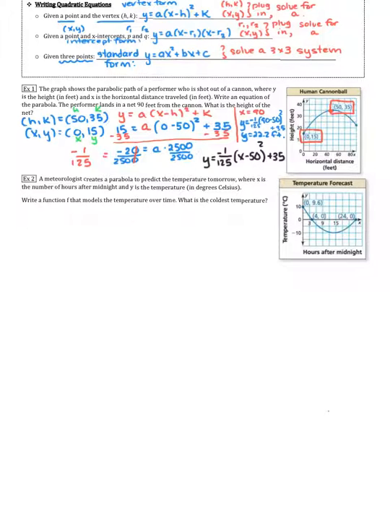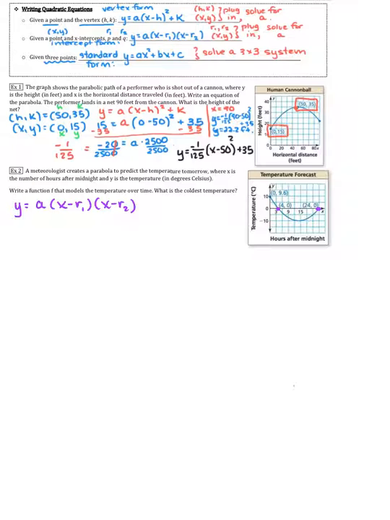All right, the next one is where a meteorologist creates a parabola to predict the temperatures tomorrow, where x is the number of hours after midnight and y is the temperature in degrees Celsius. Notice here we see two of our intercepts, and we're going to write a function using the intercept method. The intercept method is x minus root 1, x minus root 2.